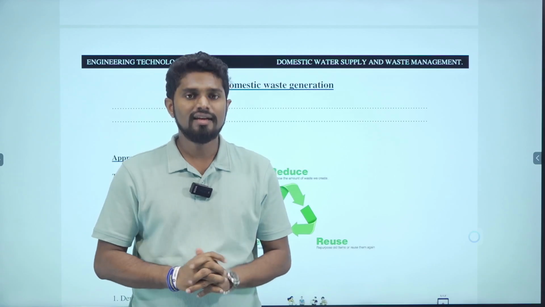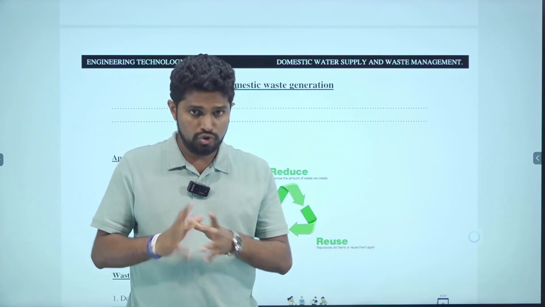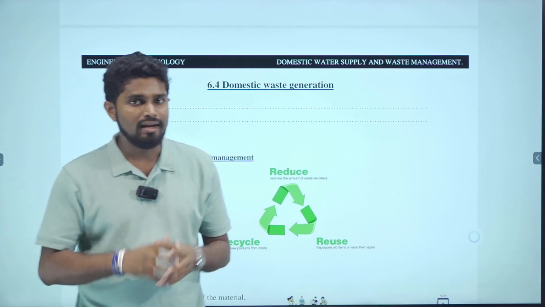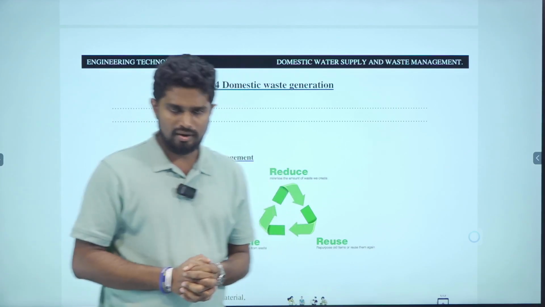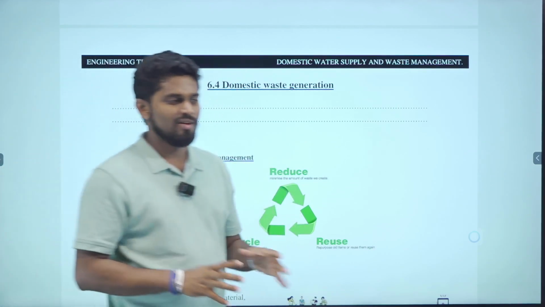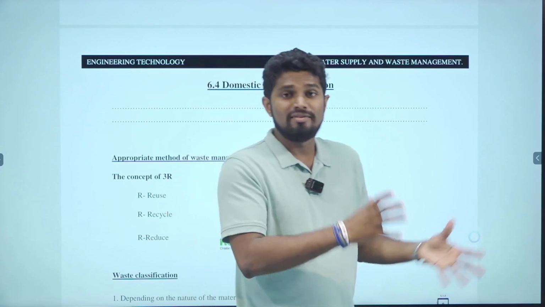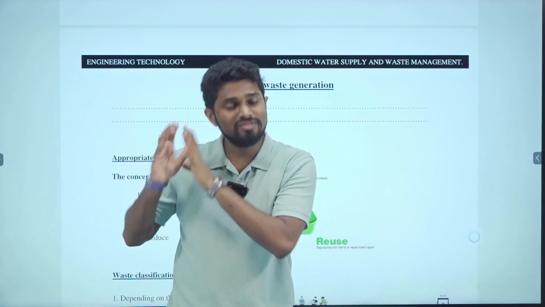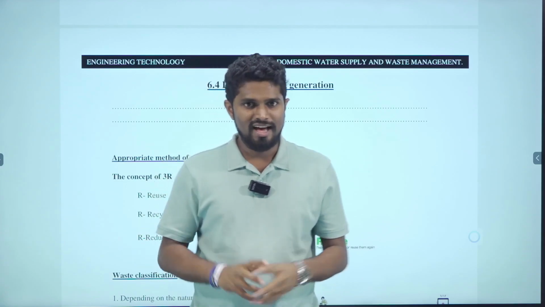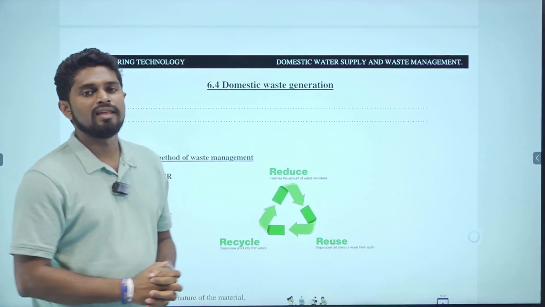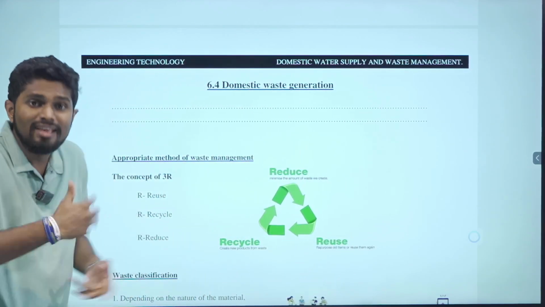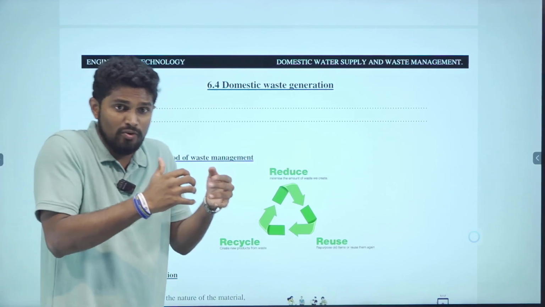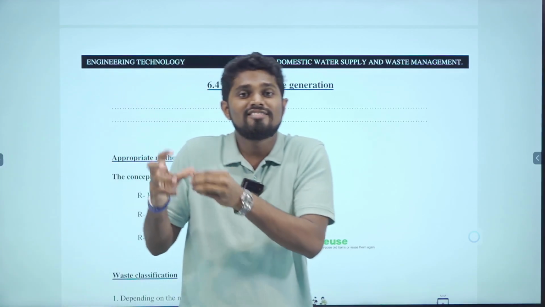The main places are the kitchen, the washroom and the toilet. Those are the main places that generate waste. We can't store the waste inside our home. We have to dispose of those things properly. In this part, we classify our waste and identify what we can do after waste generation.